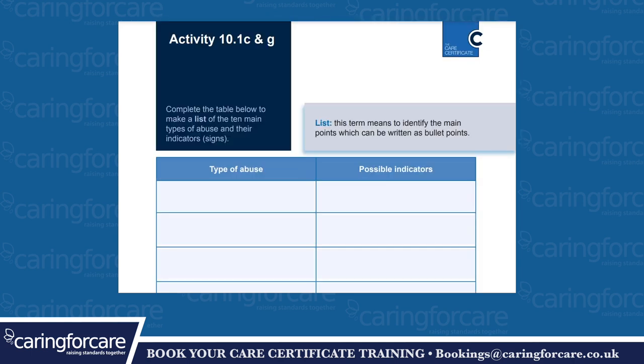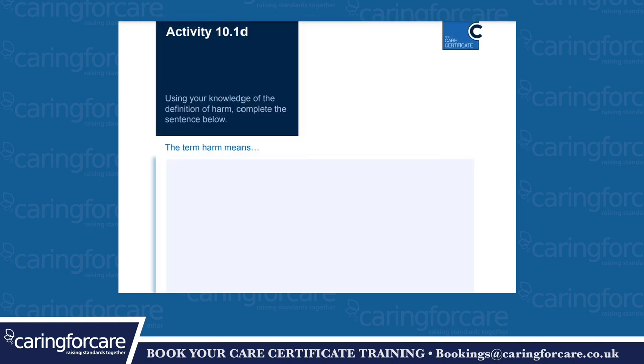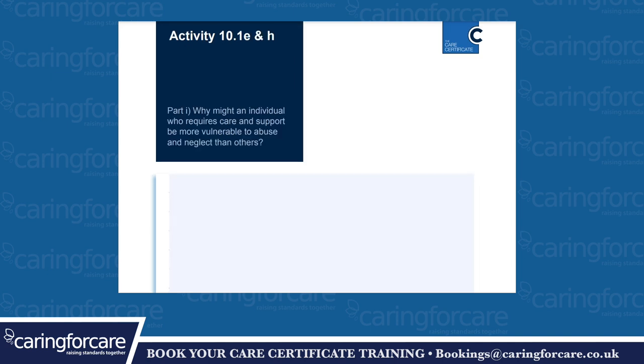Activity 10.1C and G. Complete the table below to make a list of the 10 main types of abuse and their indicators or signs. List. This term means to identify the main points, which can be written as bullet points. Types of abuse and possible indicators. Activity 10.1D. Using your own knowledge of the definition of harm, complete the sentence below. The term harm means.